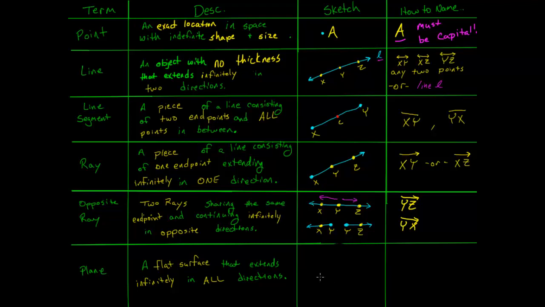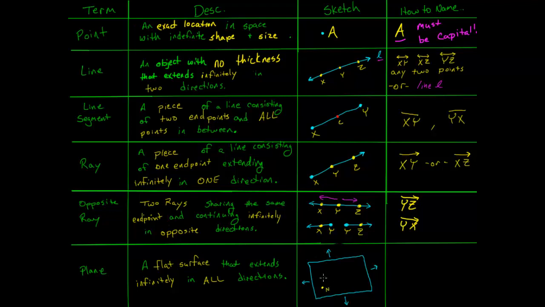Let's draw a quick sketch of a plane. Grab another color other than the green. All right, so I'm going to draw all these arrows. I'm going to show this continues infinitely in all directions. Now whenever you see this, you could see a sketch of a plane and it's got points inside of it. A plane can hold points, lines, line segments, rays. It can hold all of this that we've already talked about.